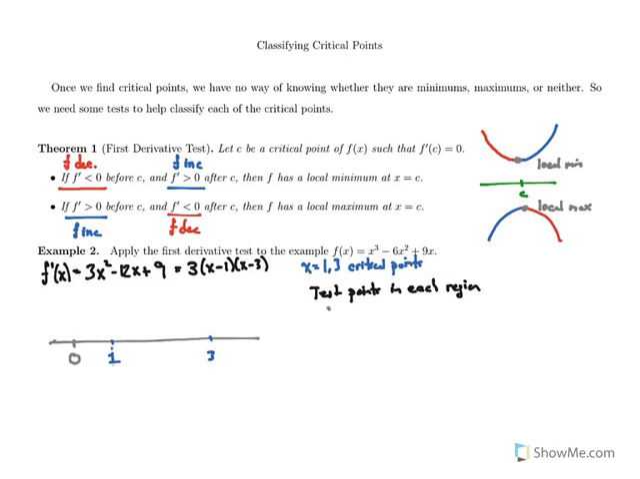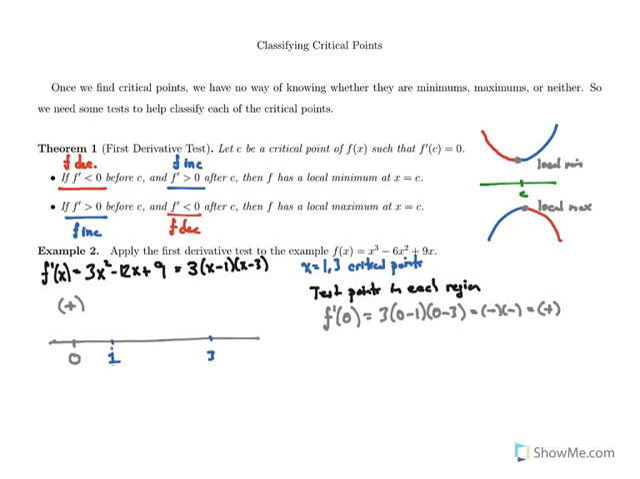So if we look at the sign of the derivative, f prime of 0, we're going to plug that into the factored form as that's going to be easiest to think about the sign. 3 times 0 minus 1 times 0 minus 3 is going to be a negative number times a negative number. That's going to be a positive number. So in that entire region, the derivative is going to be positive.